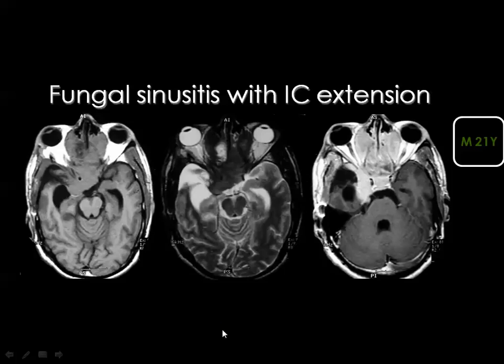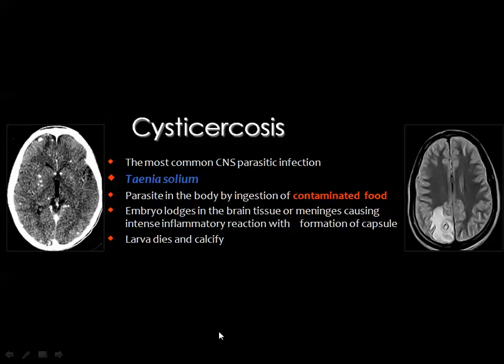And this is the case of fungal sinusitis with intracranial extension. In the T1 weighted image, the fungus is of intermediate signal, and there is significant drop of signal in the T2 weighted images, and you see the extension in the suprasellar area and in the right temporal region. And also you can see the evident post-contrast enhancement of the fungal lesion in the sinuses as well as in the intracranial area.